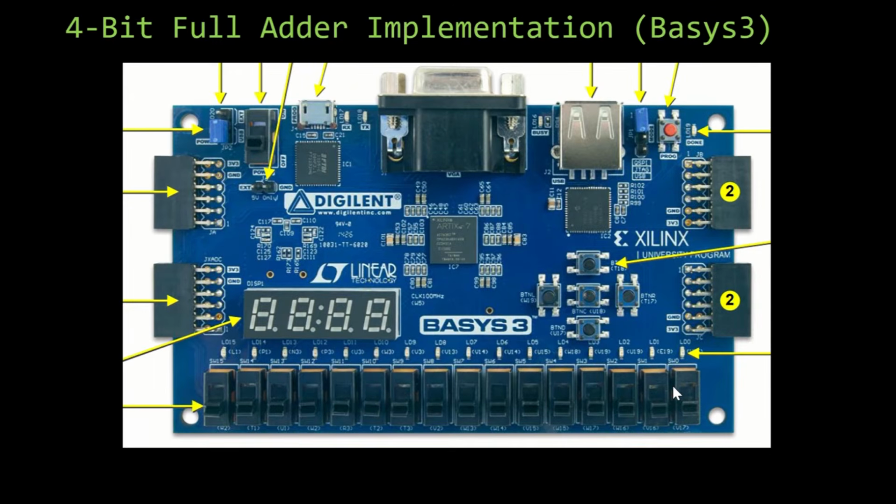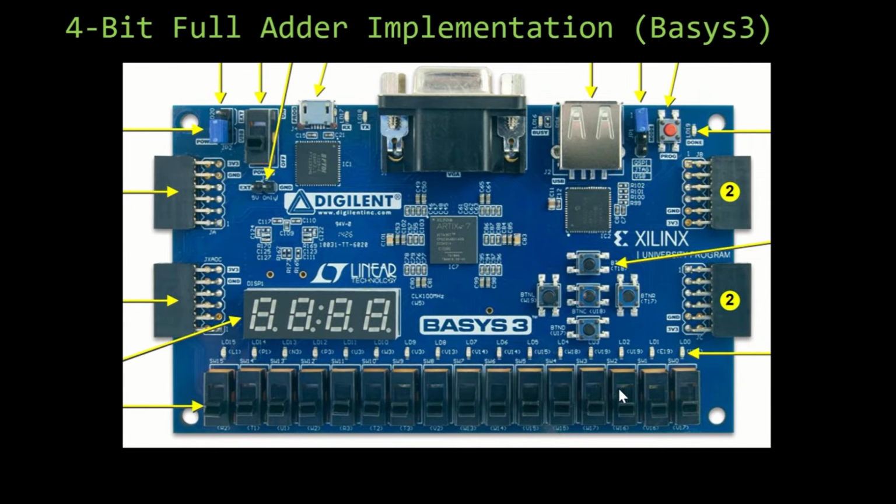Now that we have done our simulation on Vivado and saw that the results are okay, now it's time to do the implementation on our FPGA board BASYS3. So what we have to do is we have to select which inputs we will have and which outputs we will have. So the inputs that we have is a 4-bit number A and also another 4-bit number B, and as an input we have another carry input, and our outputs will be the sum and carry output.